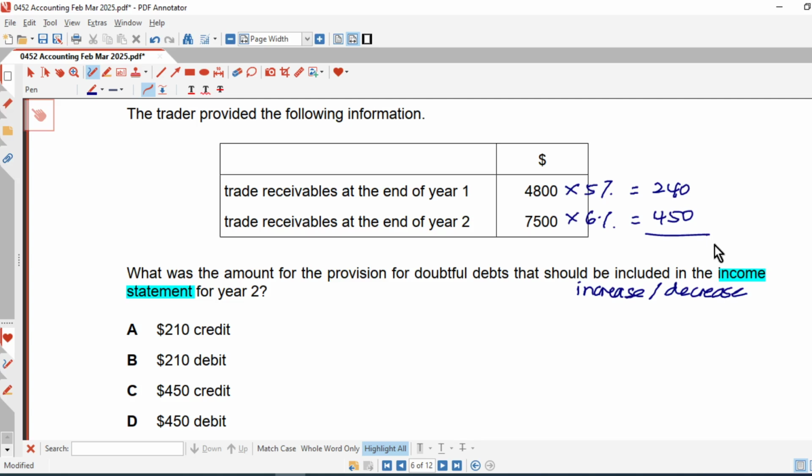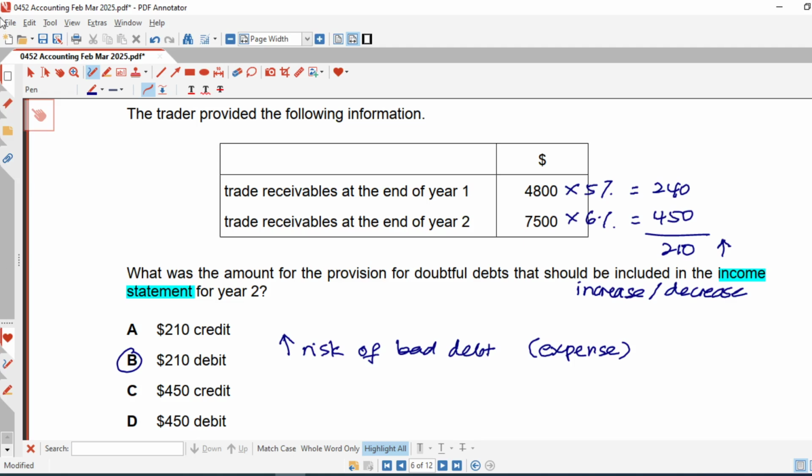All in all, I can say that the provision has increased by a total of 210. 450 minus 240, $210. So an increase in provision, what does that signify? It signifies that there's an increase in the risk of bad debts, which is not a good thing. So it will become an expense to the business. Hence, we are going to debit 210, to represent an expense, an increase in the risk of bad debts.